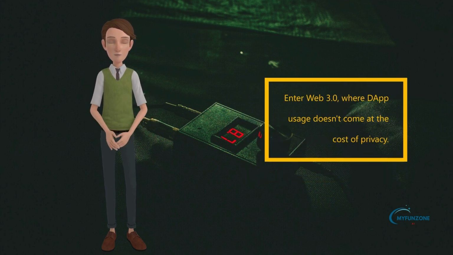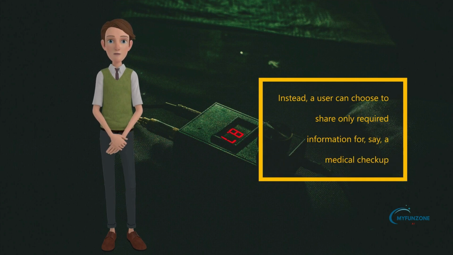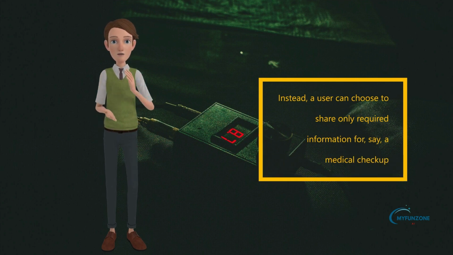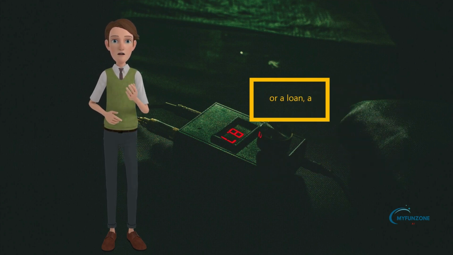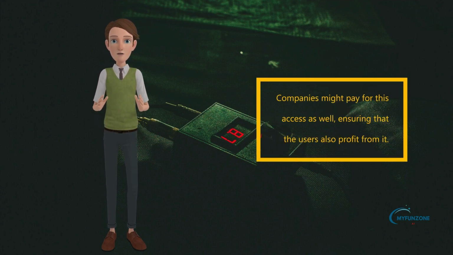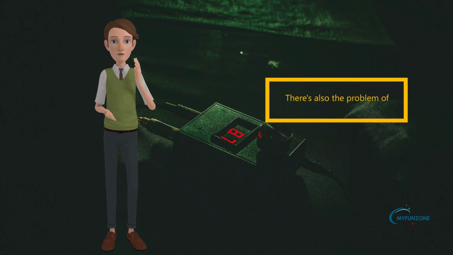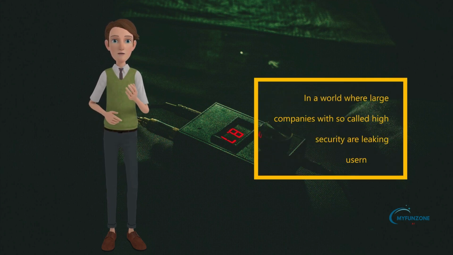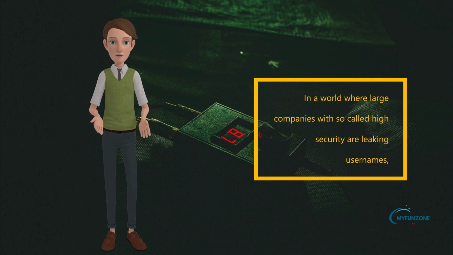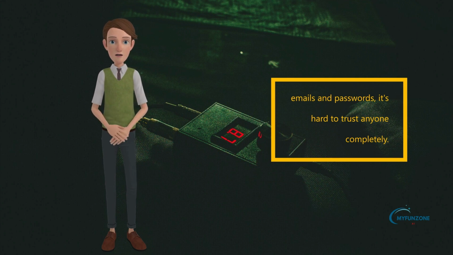Enter Web 3.0, where DApp usage doesn't come at the cost of privacy. Instead, a user can choose to share only required information for, say, a medical checkup or a loan, and choose who sees it and for how long. Companies might pay for this access as well, ensuring that the users also profit from it. There's also the problem of trust. In a world where large companies with so-called high security are leaking usernames, emails and passwords, it's hard to trust anyone completely. Cons of DApps.